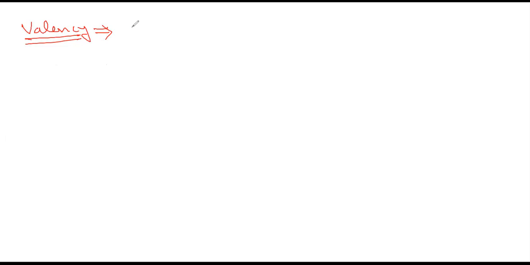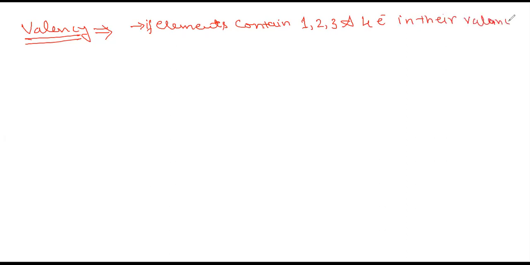First point to remember: if an element contains 1, 2, 3, or 4 electrons in its valence shell, then that number is equal to the valency of the element.